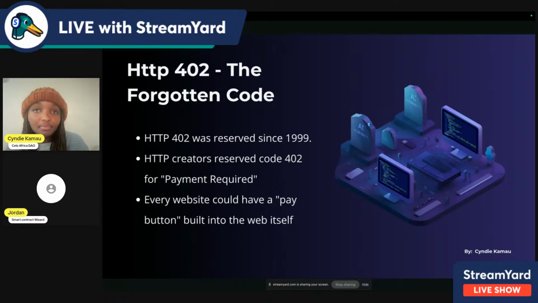So they did not have a specific use case for it, and the vision that they had for pay-per-website clicking and everything became irrelevant. So for some time period, it was actually rendered irrelevant, okay?